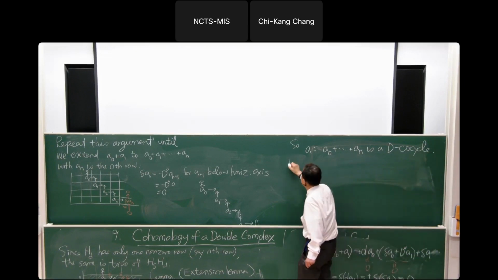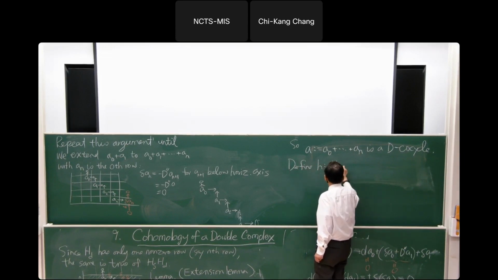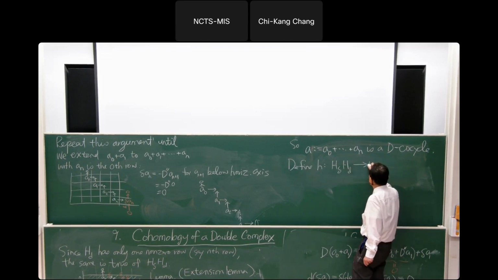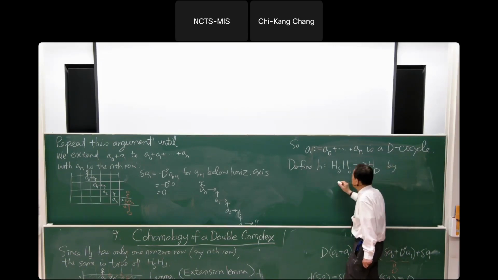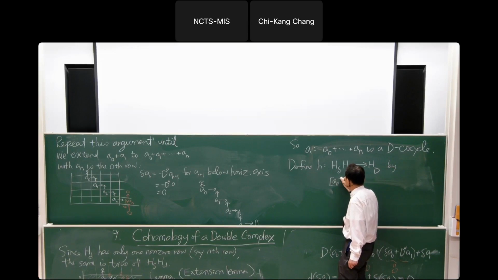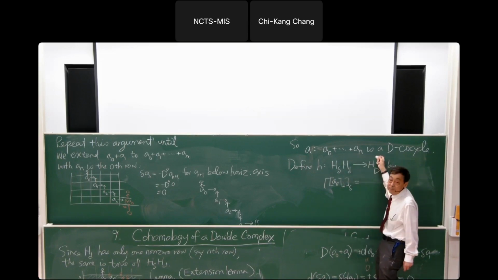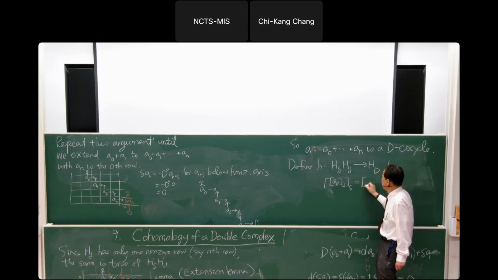And now you can define this map, H, from H delta HD to H big D, by sending a class A0 in H delta HD to this cocycle.